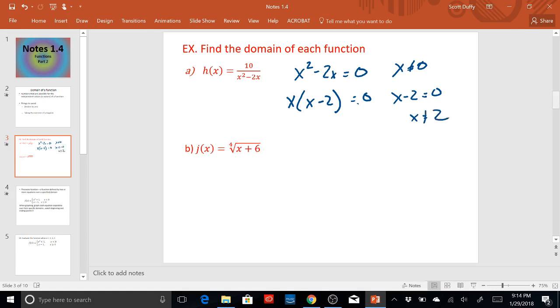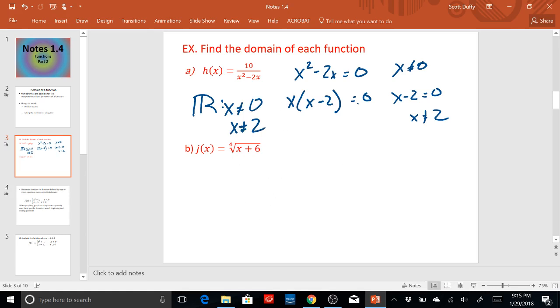X cannot equal 2 because if you plug 0 into this denominator, it's going to turn out to be 0. 0 squared minus 2 times 0 is 0. Same thing if you plug in 2. 2 squared is 4, minus 2 times 2 is subtracting 4. This will still turn the denominator into 0. So our restriction is that x cannot equal 0 and x cannot equal 2.